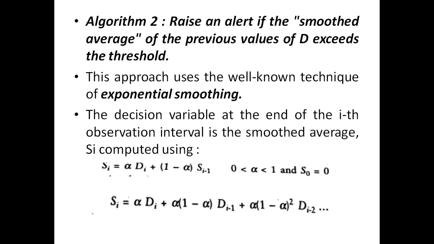The decision variable Si is thus a weighted sum of Di, D(i-1), D(i-2) with decreasing weights assigned to earlier values of D. Thus, earlier values of D count less. An alarm will be raised if Si exceeds the threshold value T2. The value of T2 is set based on empirical data. If it is set too low, it will result in many false positives. If it is set too high, it will result in false negatives. So we have to be very careful while setting the value of alpha.